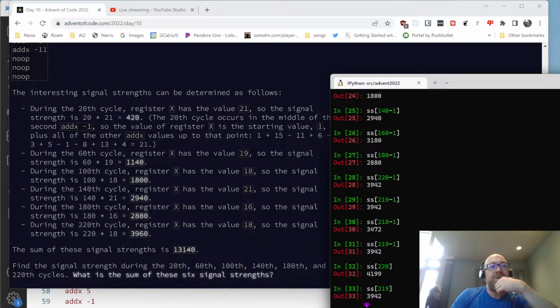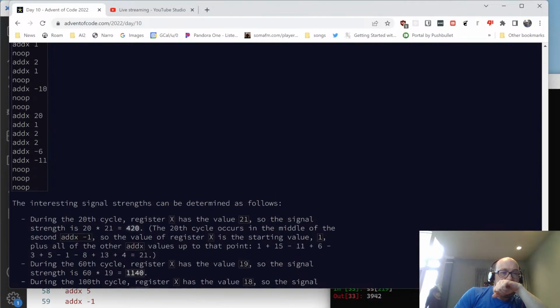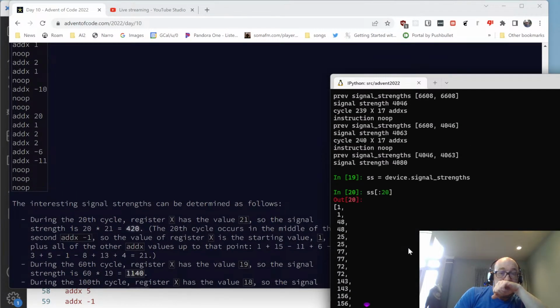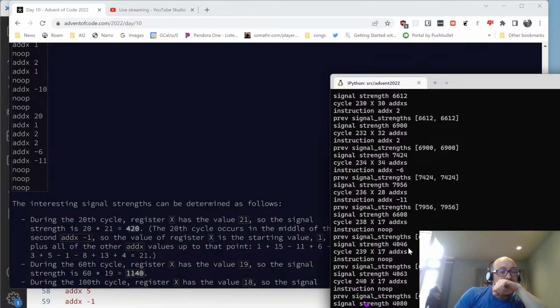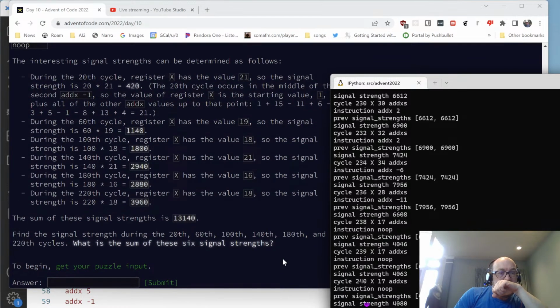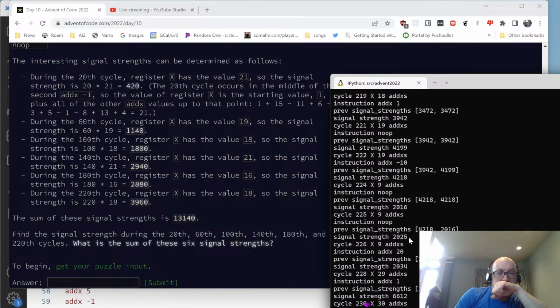Well, that's a real irritation that I have 3942 and it wants me to have 3960. So that was during the 220th cycle.